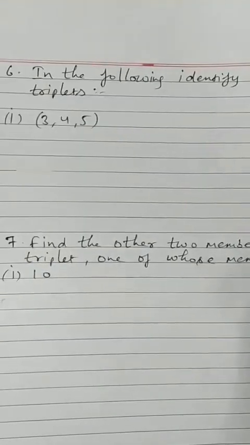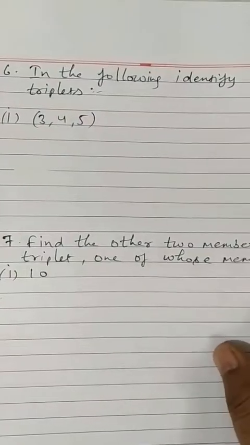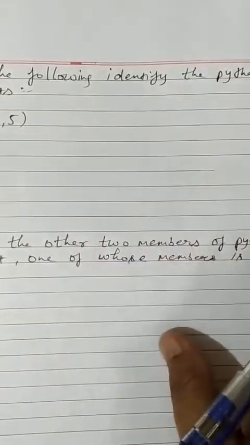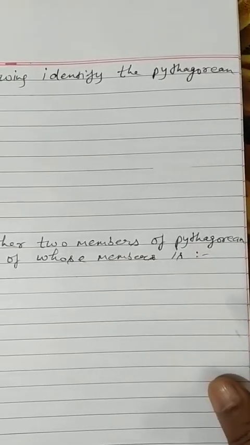Sixth question is, in the following, identify the Pythagorean triplet. So students, a Pythagorean triplet is something related to Pythagoras that you have studied in your class 7th.